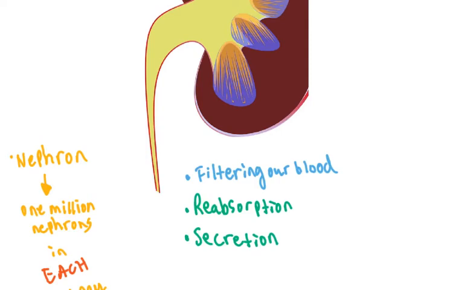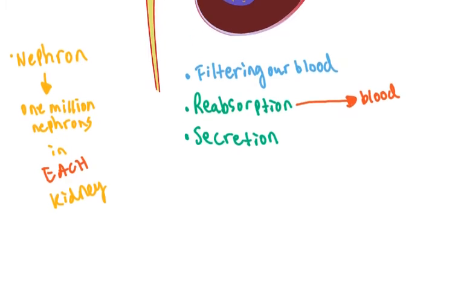Some of the functions of our kidneys are filtering our blood and reabsorbing nutrients into our blood. Whenever we use the term reabsorption, especially when we're talking about the kidneys, it means we're reabsorbing nutrients into the blood. And whenever we talk about secretion, we're taking certain materials or compounds from the blood back into the filtrate.